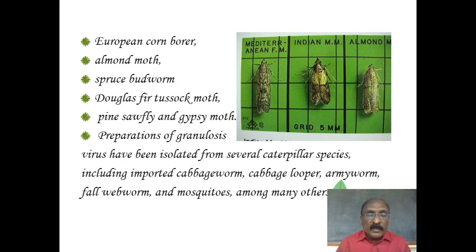Coming to the last part, preparation of the granulosis viruses. They have been isolated from several caterpillar species, including imported cabbage worm, cabbage looper, army worm, fall webworm, and mosquitoes, among many others.